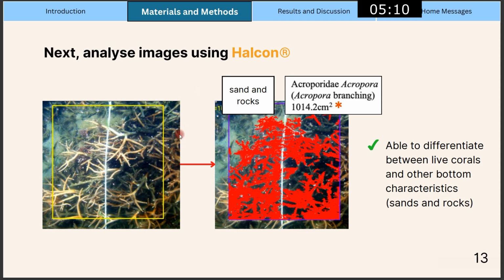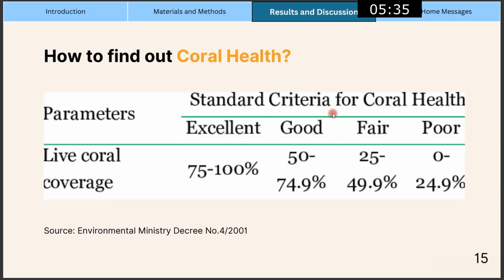Complicated morphology is the complicated shape of coral, which is this one. Then we will use another software called Halcon to analyze these kinds of images because they are too complicated. Then you can see here we will get images that differentiate between sand, rocks and the corals. You can see there's this figure, which I explained just now, which is live coral area. So what is live coral area?